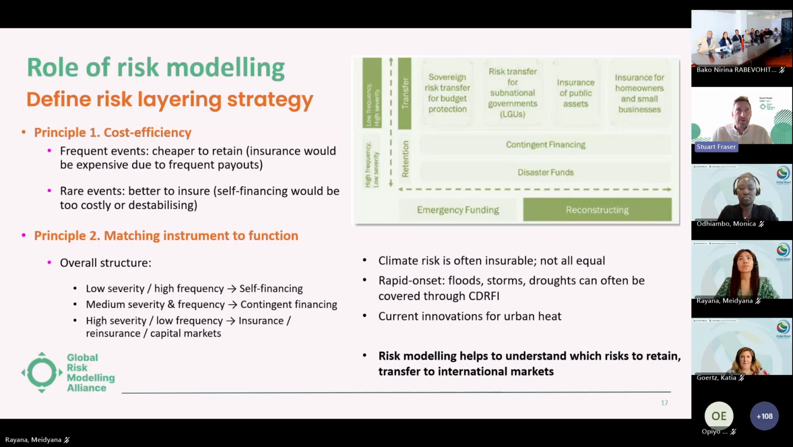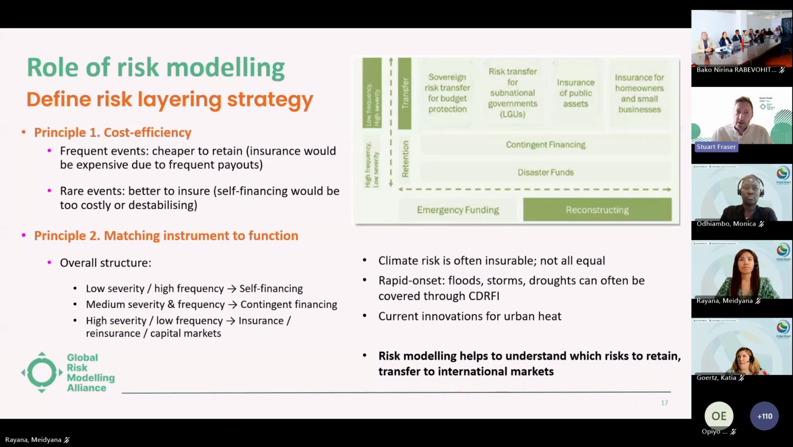So we use risk modeling analytics in defining risk layering strategies. I've already mentioned national reserve funds as a solution for covering the impacts of frequent events, but it becomes very difficult to hold enough capital in a reserve fund to deal with the extreme events, and that's where risk financing and insurance comes into it. And we use analytics to understand the cost efficiency of using that money for different sizes of events. We try to match different instruments to different functions, so retaining the risk or paying for frequent events out of those disaster funds, and then transferring, as I say, those more high severity, low frequency or more extreme events.